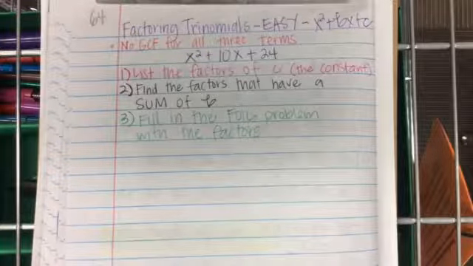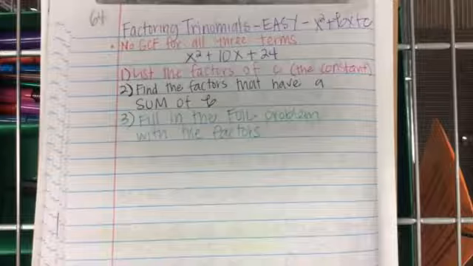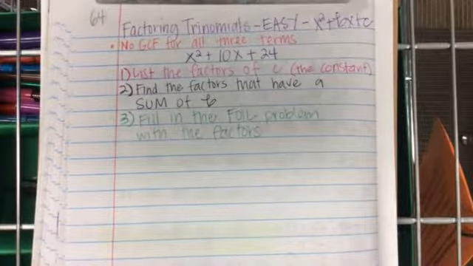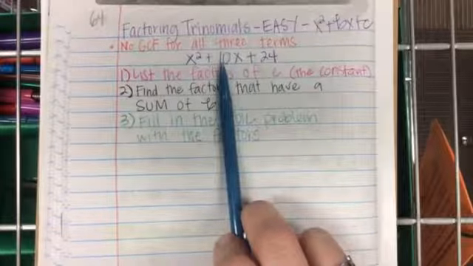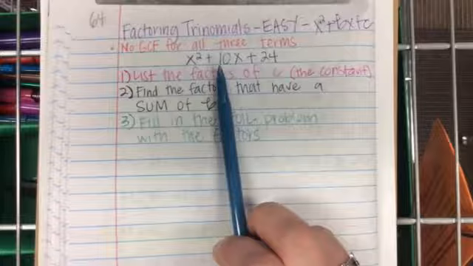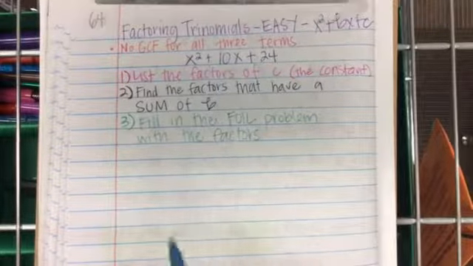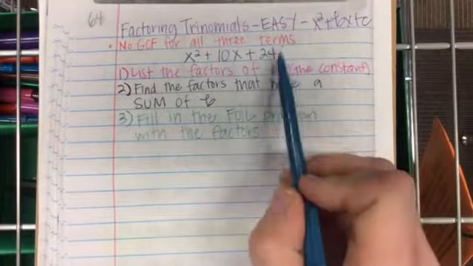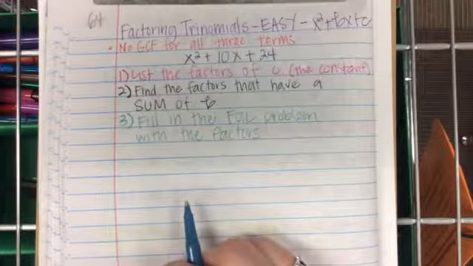Will the two factors of C always add up to B? Sometimes no. And we'll do an example of that. Sometimes there are no factors of C that have a sum of B, so you can't factor it. You're done. The problem would be your answer. There's no way to factor.